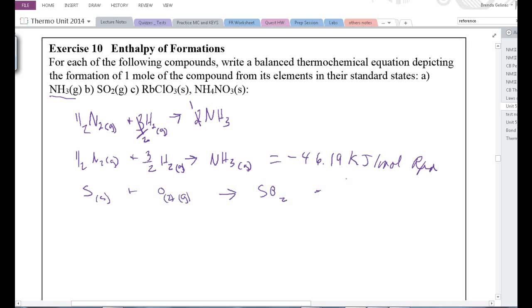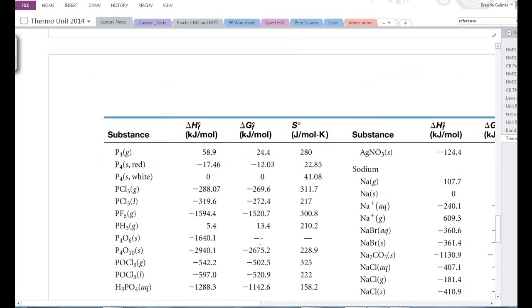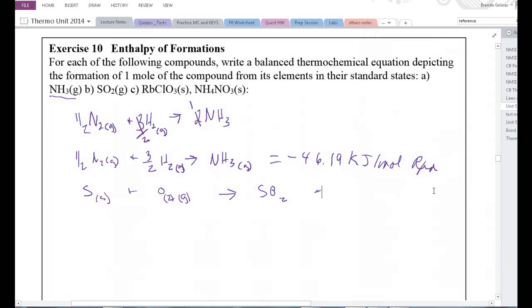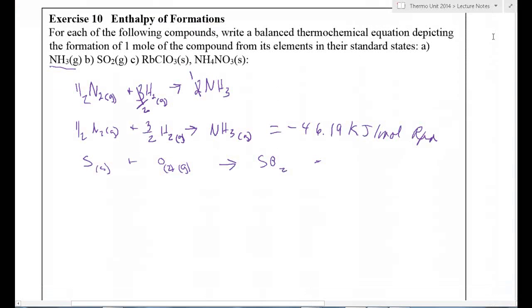And if I look up the thermodynamic data for SO2, under sulfur, SO2 as a gas is going to be minus 296.9 kilojoules per mole. So that's going to be minus 296.9 kilojoules per mole of reaction.